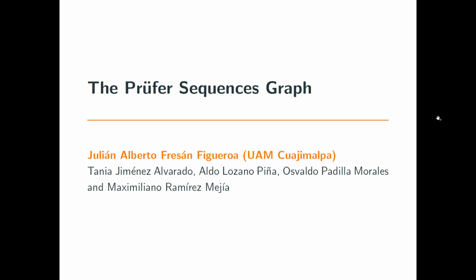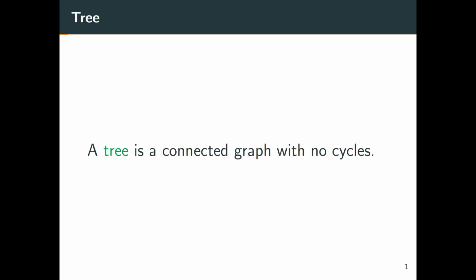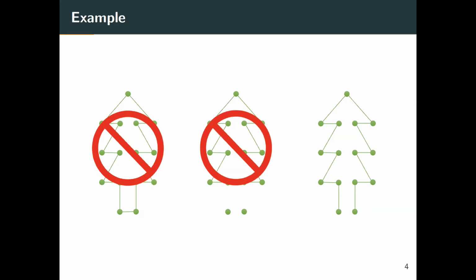And just to align our vocabulary, we're going to talk about trees. A tree is a connected graph with no cycles. For example, the first one, even though it looks like a tree, is not a tree because it contains a cycle. The second one is almost a tree, but it's not connected. So that one is also not a tree. But the third one is a connected graph with no cycles. That graph is a tree.